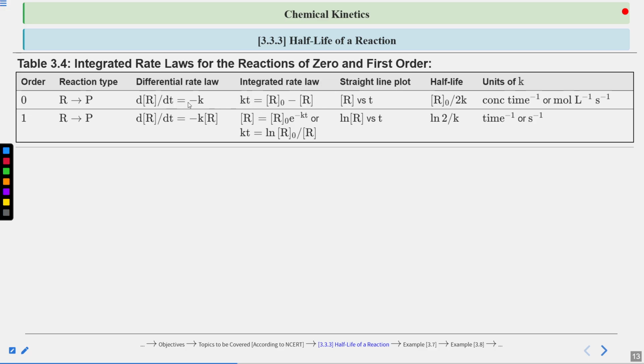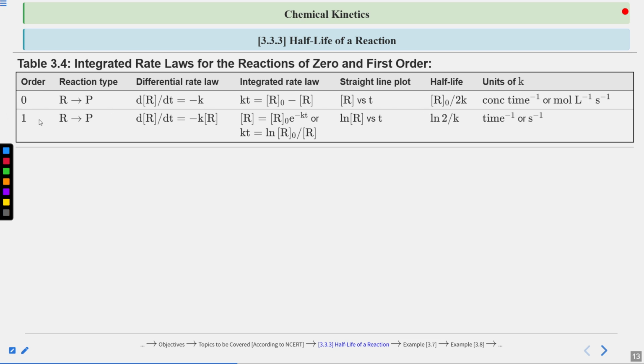So you just have to take the integration on both sides, and then solve for the constant of integration. Remember, we have studied this in the previous theory part. So the integrated rate law for the zero order reaction is kt equals r naught minus r. The straight line plot here was between the concentration of the reactant versus time. The half-life for the zero order reaction is r naught by 2k, and the unit of the rate constant in the zero order reaction is concentration time inverse, or mole per liter per second.